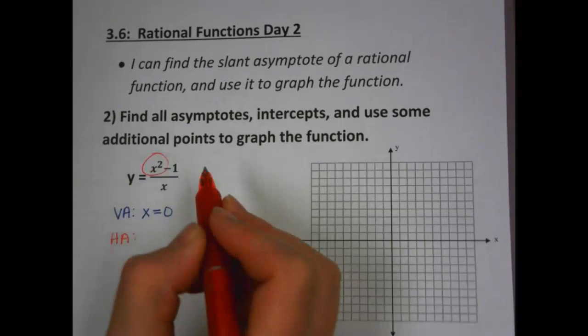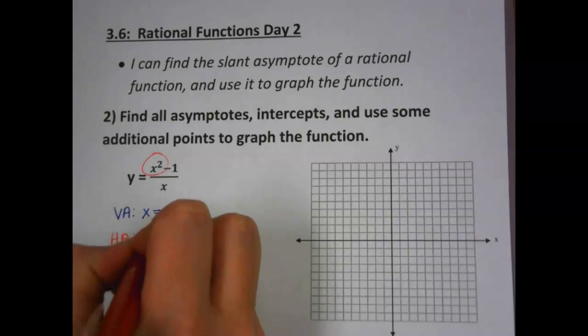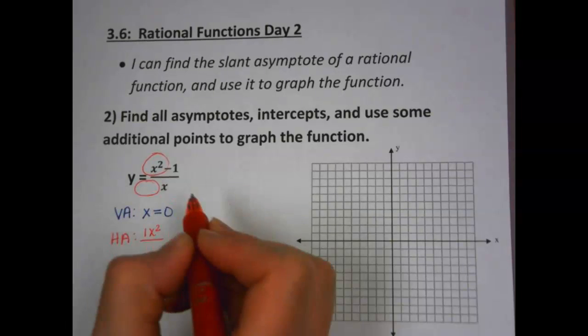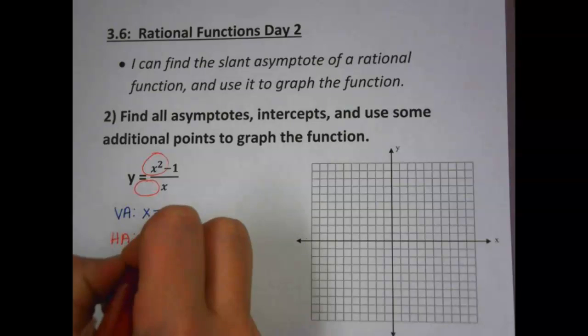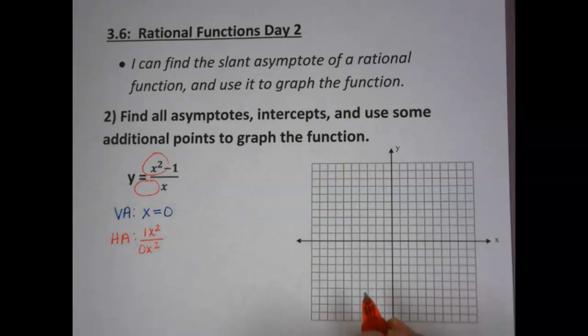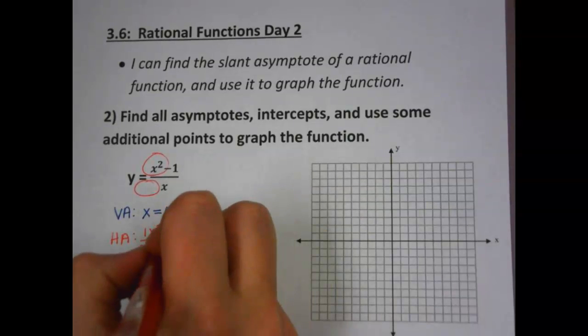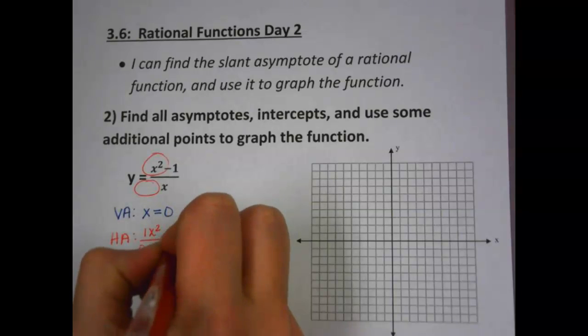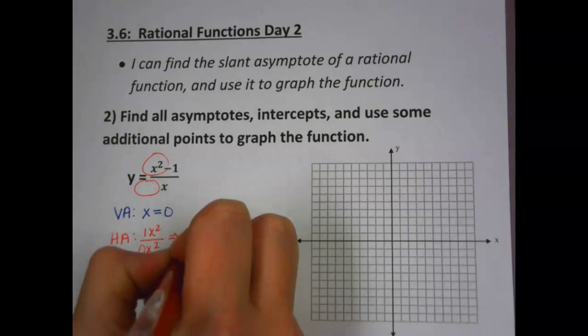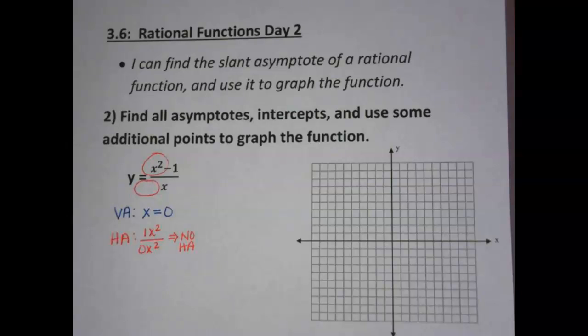That's when I take my degree. I have a 1x squared on top, but I do not have an x squared term on the bottom, so I have to put 0x squared. So 1 divided by 0 is undefined, so that tells me that there is no horizontal asymptote. That means in a minute I'm going to have to divide to find a slant asymptote.